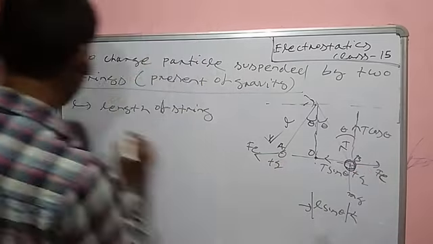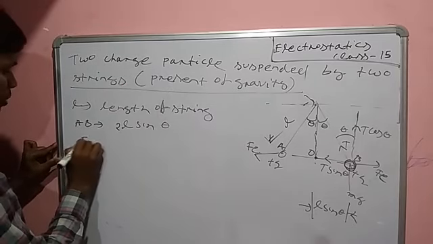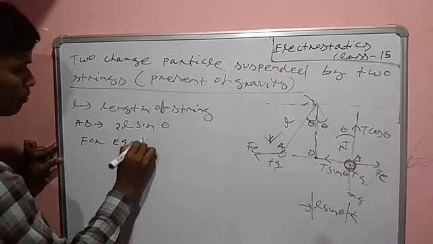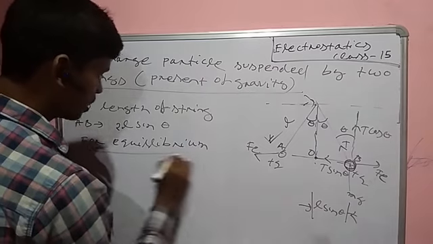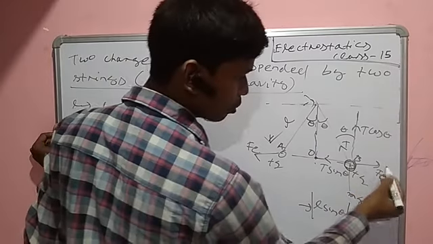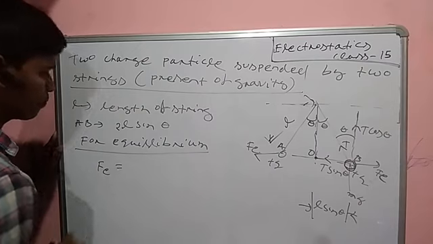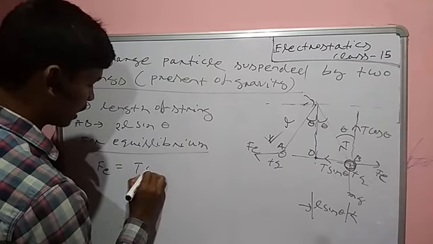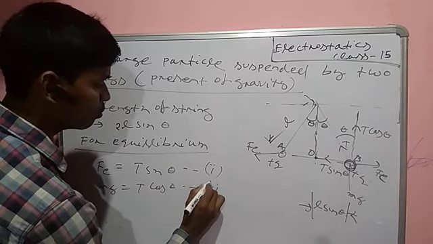Now, for the equilibrium position, this force is equal to this force. This force is Fe, and Fe is equal to T sin theta. This is equation 1. This is the weight mg, and mg is equal to T cos theta. This is equation 2.